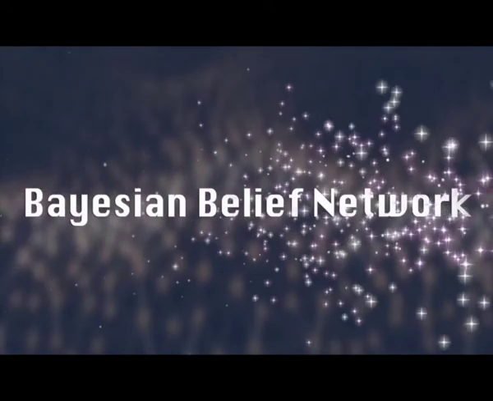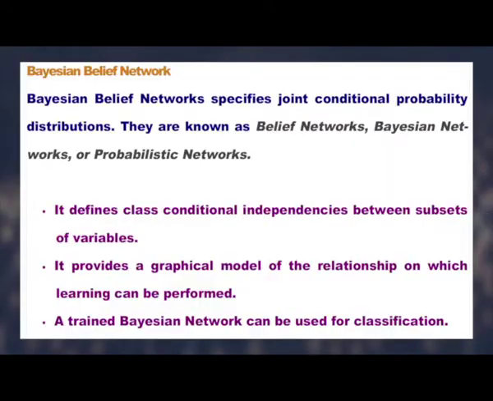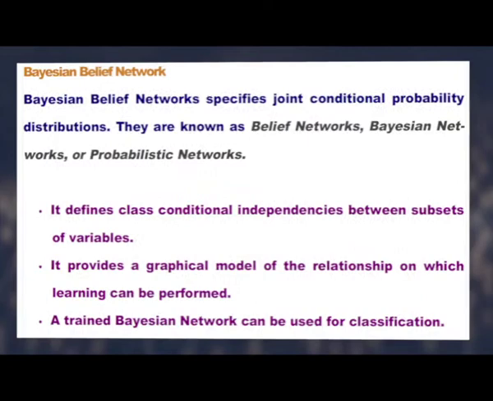Bayesian belief network. Bayesian belief networks specify joint conditional probability distribution. They are known as belief networks, Bayesian networks, or probabilistic networks. It defines class conditional independencies between subsets of variables. It provides a graphical model of the relationship on which learning can be performed. A trained Bayesian network can be used for classification.